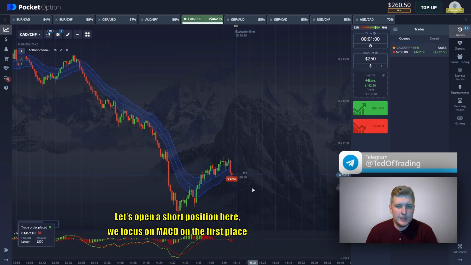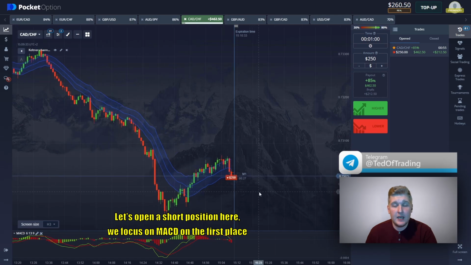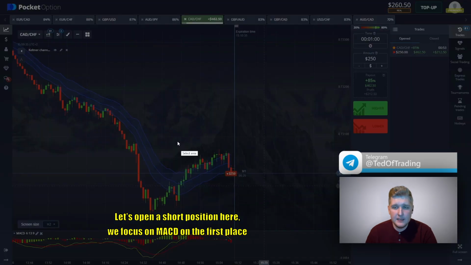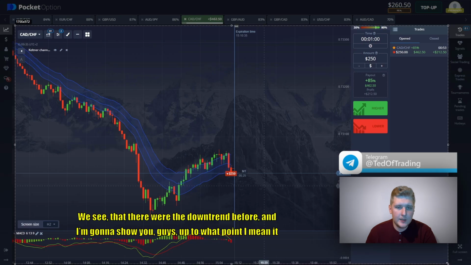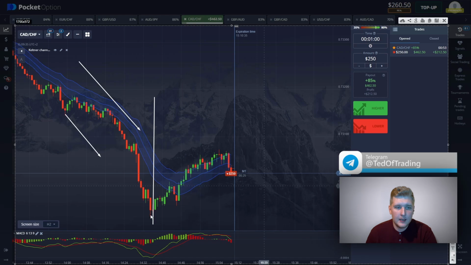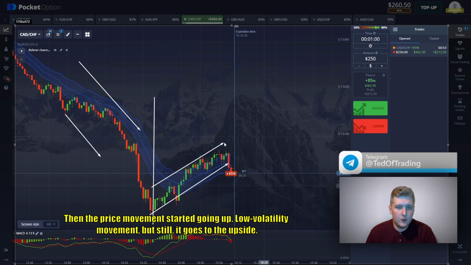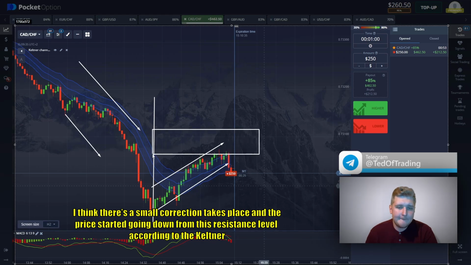Let's open a short position here, guys. So we focus on the MACD in the first place. We see that there is a downtrend before, and I'm going to show you up to what point I mean. Then the price movement started going up, a low volatility movement, but still it goes to the upside. I think a small correction takes place and the price started going down from this resistance level according to the Keltner.